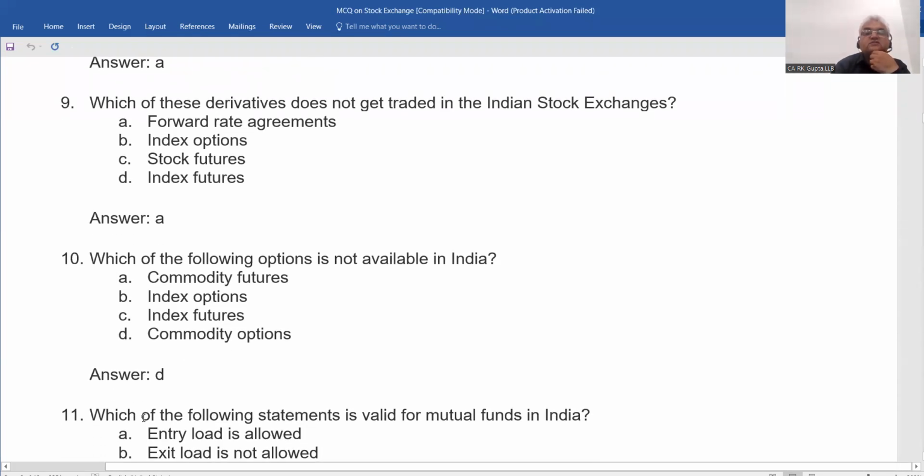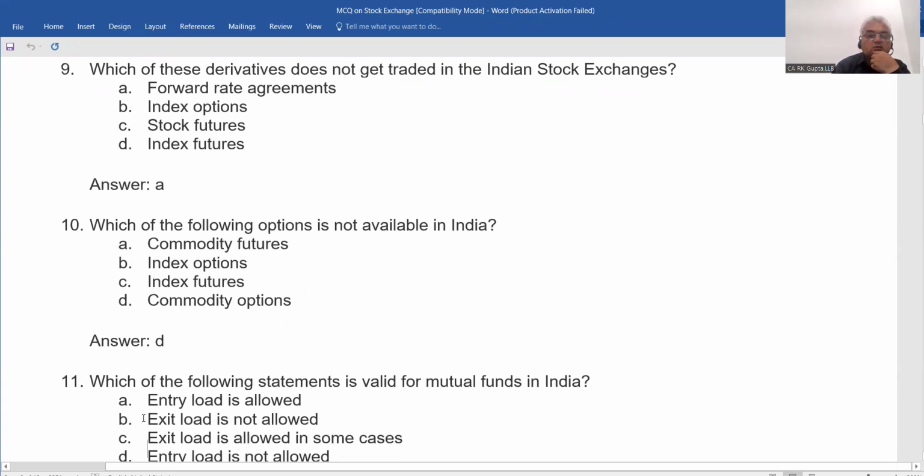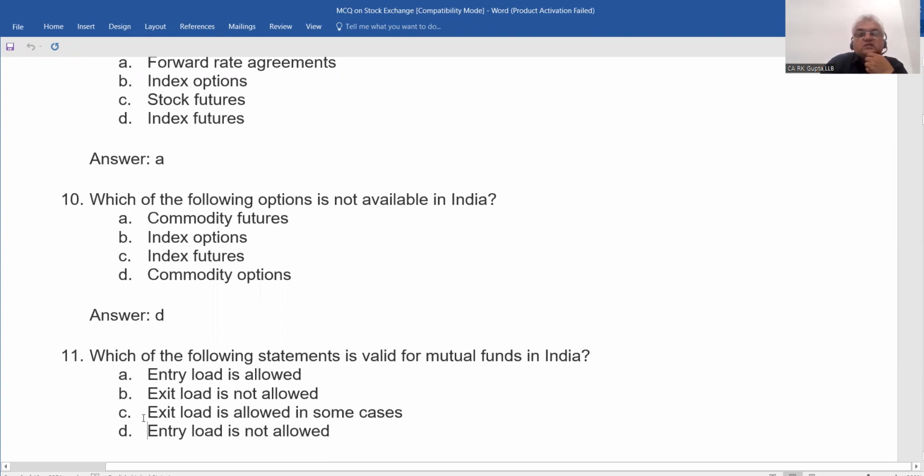Which of the following statements is valid for mutual funds in India? Entry load is allowed. Entry load means that at the time of entry, they can impose some expenses. Exit load is not allowed. Okay, you cannot charge at the time one wants to exit. Exit load is allowed in some cases. Entry load is not allowed. So which of these statements is valid for mutual funds?